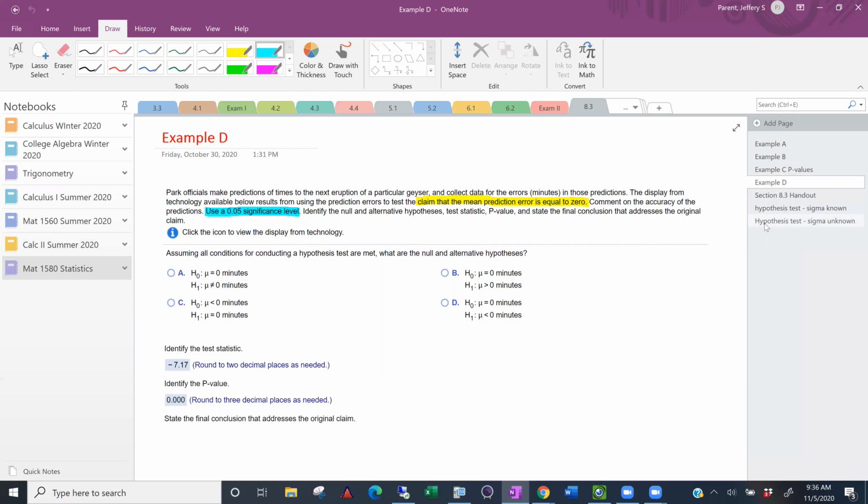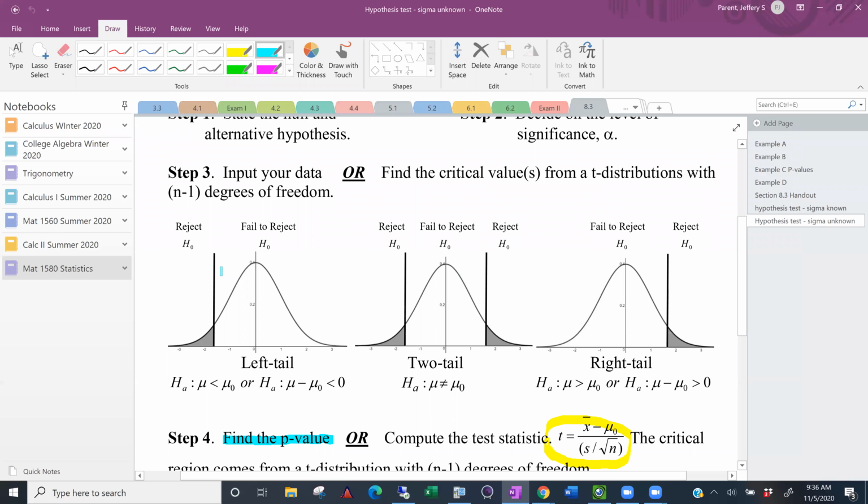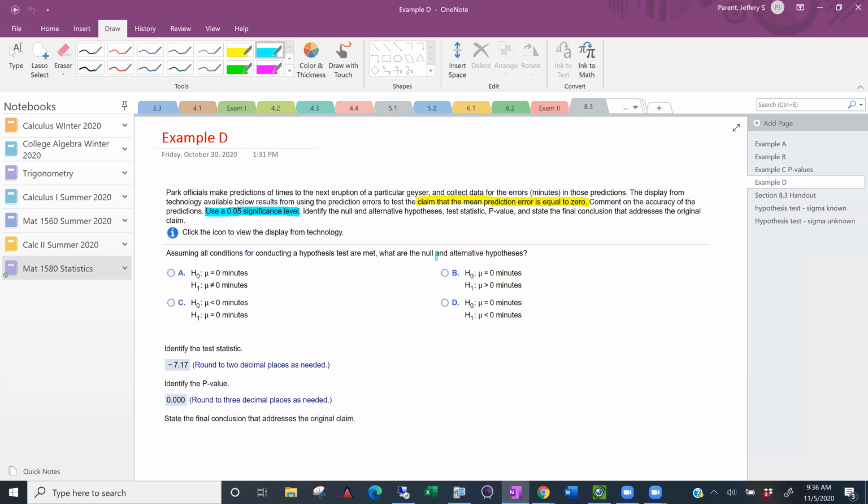Okay, let's look back at our handout, our little guide. Step 1, step 2, input your data. Well, we're not going to be able to do that because this one doesn't really give us any data. So step 3 is not applicable. But you input your data to get the p-value, and at least they did tell us the p-value. So let's take note of that. The p-value in this one was 0. There we go, right there. P-value is 0.